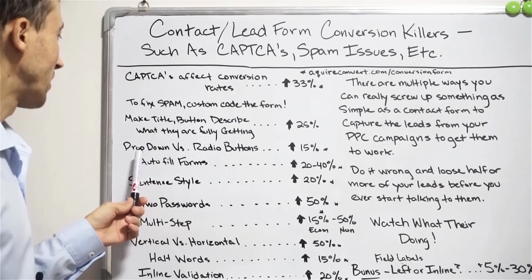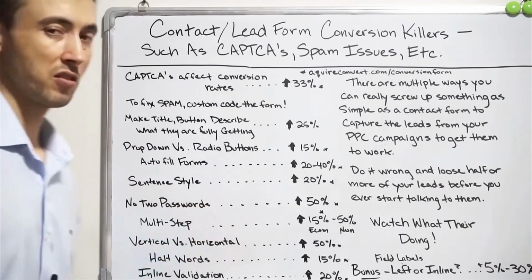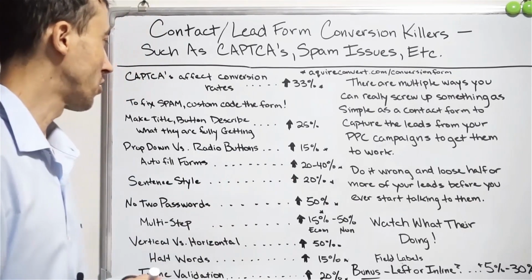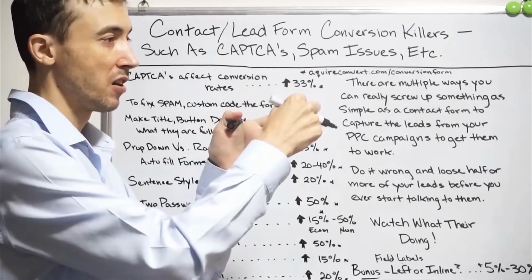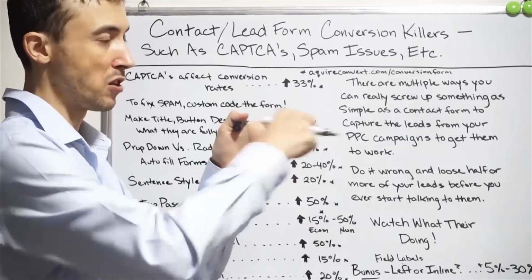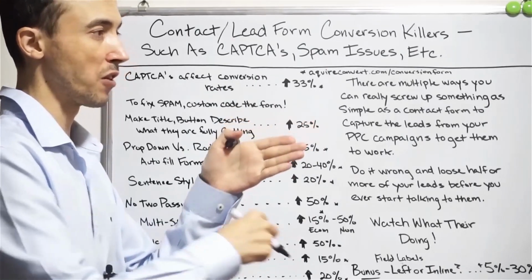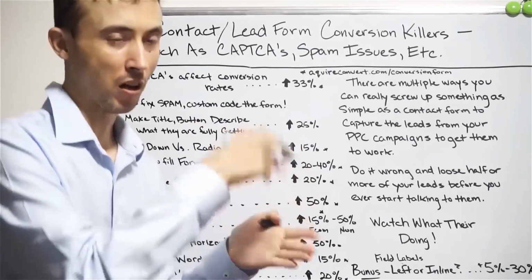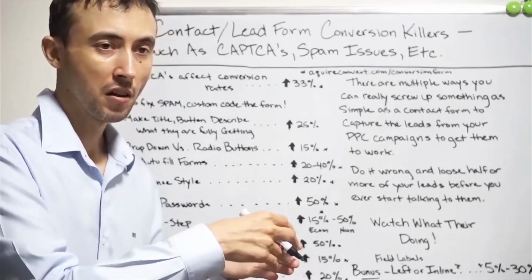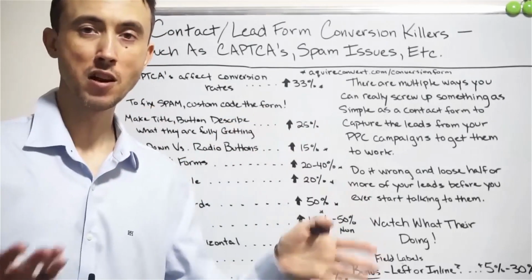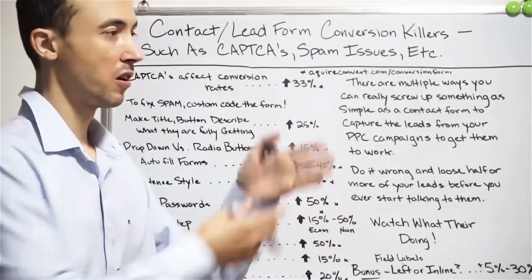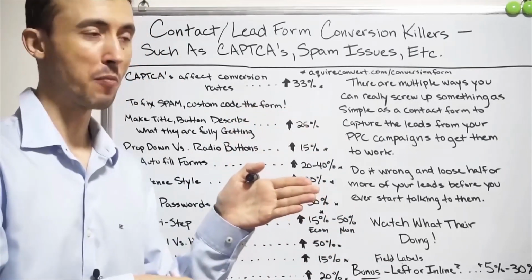Next on my list is drop-downs versus radio buttons. Just so that you know, a drop-down menu is when you click on something and then a whole menu pops down. So on your form, say you're asking what do you have: a car, a truck, a semi, whatever, in terms of what you're trying to get a quote on. Let's say you're trying to sell your vehicle and you ask them to specify it in a drop-down.